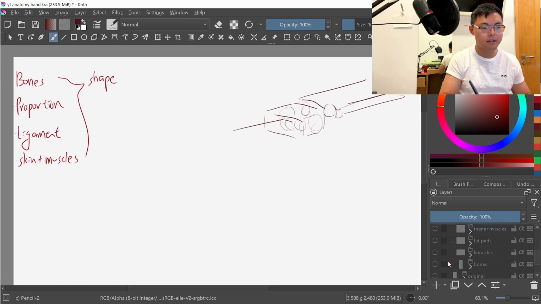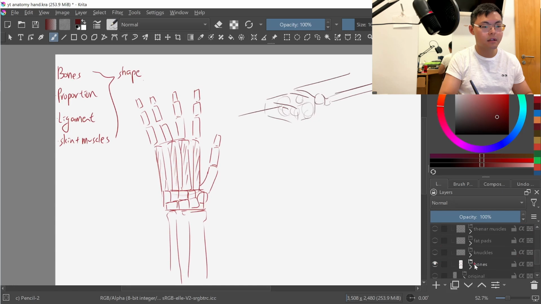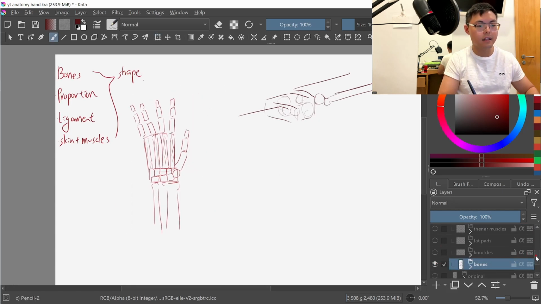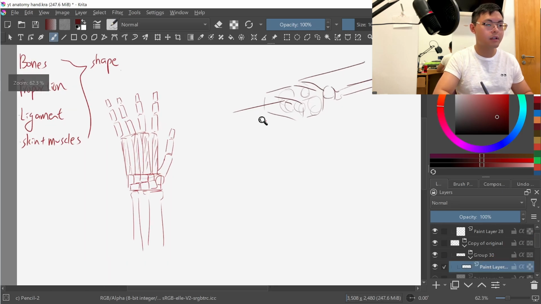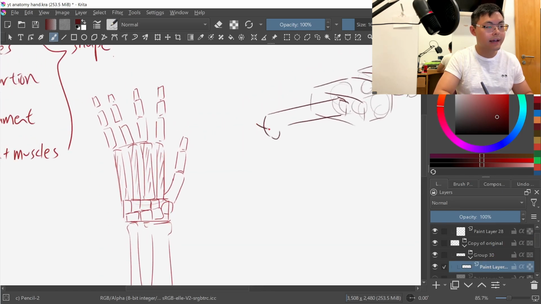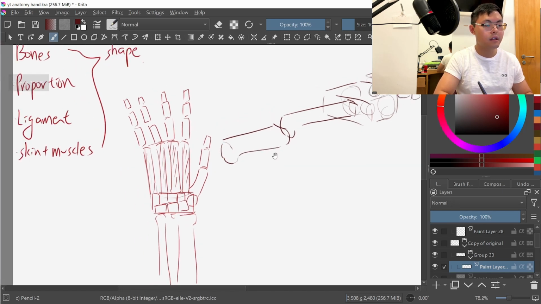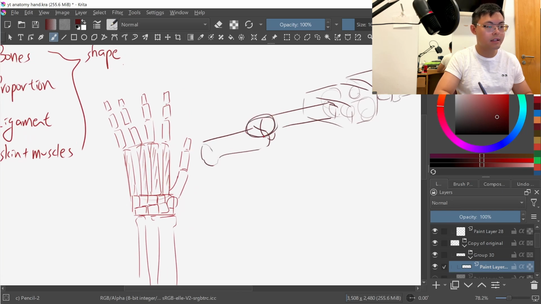Maybe if I put this at the side, it'll be easier. So here we go. That's what I'm drawing right now. This is the metacarpal bone, and that's the first one. That's this one, and this one. Okay, so that's the knuckle. This area is the knuckle.